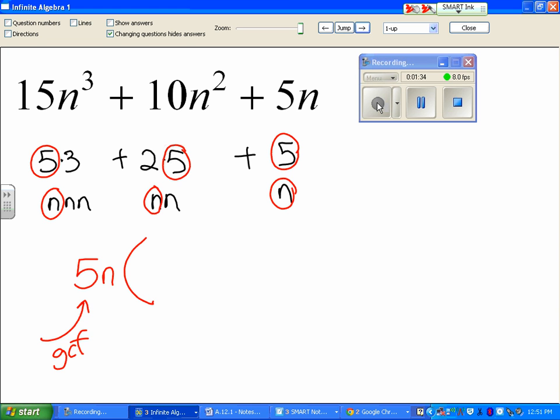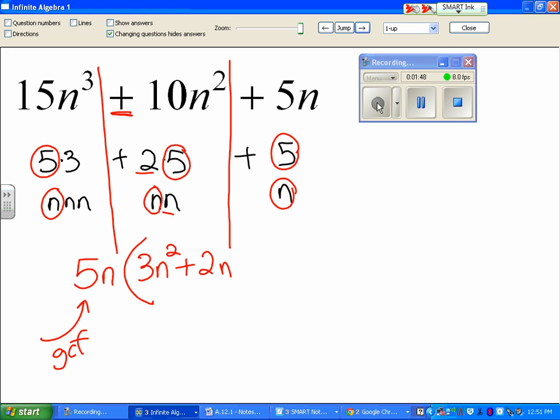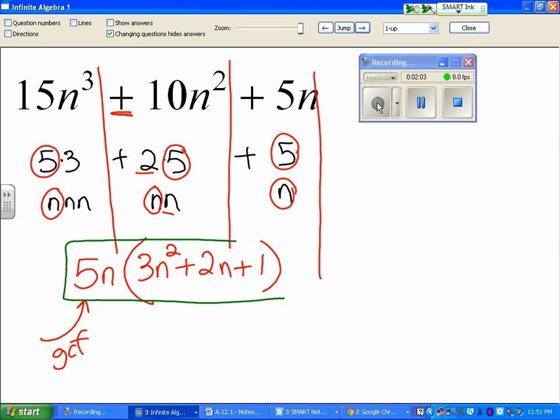left over. In the first term, there's a 3 and 2 n's. In the second term, there's a 2 and an n. And there's a plus sign between it because that's a plus sign between those two signs. And the third, well, there's nothing left again like in the previous one, but I have to put something as a placeholder, so I'm going to put a 1. So if being asked to factor this entire thing is your answer when you're asked to factor 15n to the third plus 10n squared plus 5n.